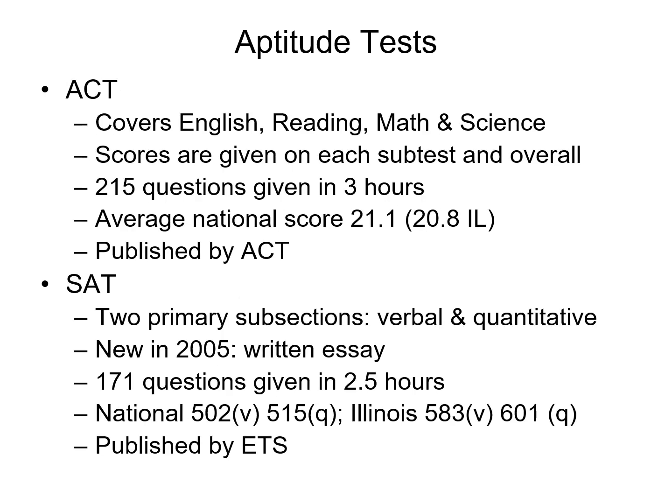So let's compare the ACT versus the SAT. These are two aptitude tests that are often used to gain access to college undergraduate programs. The ACT covers English, reading, math, and science. Scores are given on each subtest, but also an overall score. There are 215 questions that are given in 3 hours, and the average national score currently is 21.1. It was actually 20.8 in Illinois. We're actually a little higher in Indiana. We're actually at 21.3.